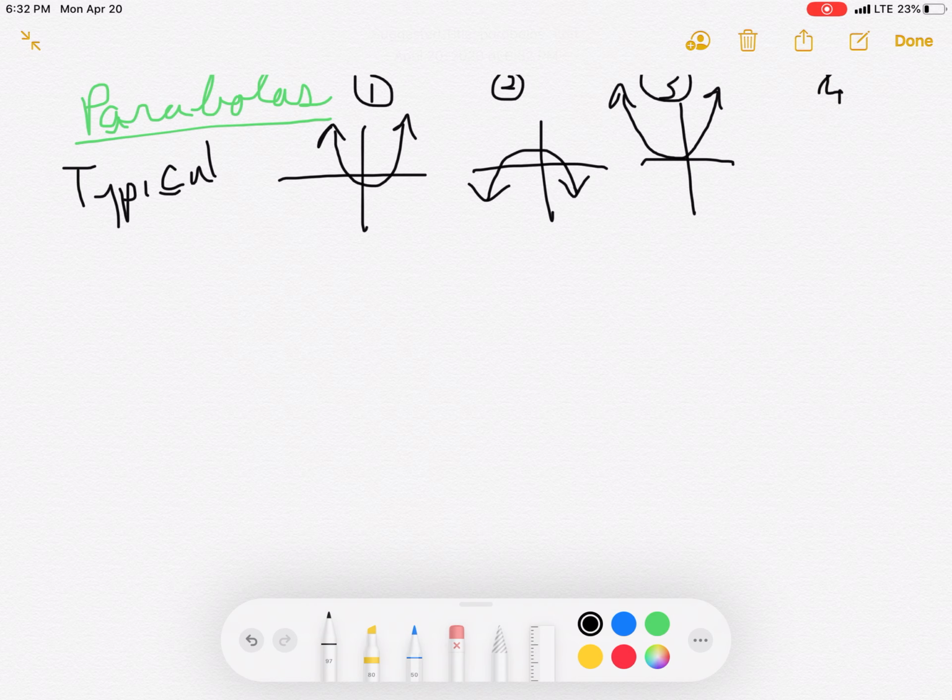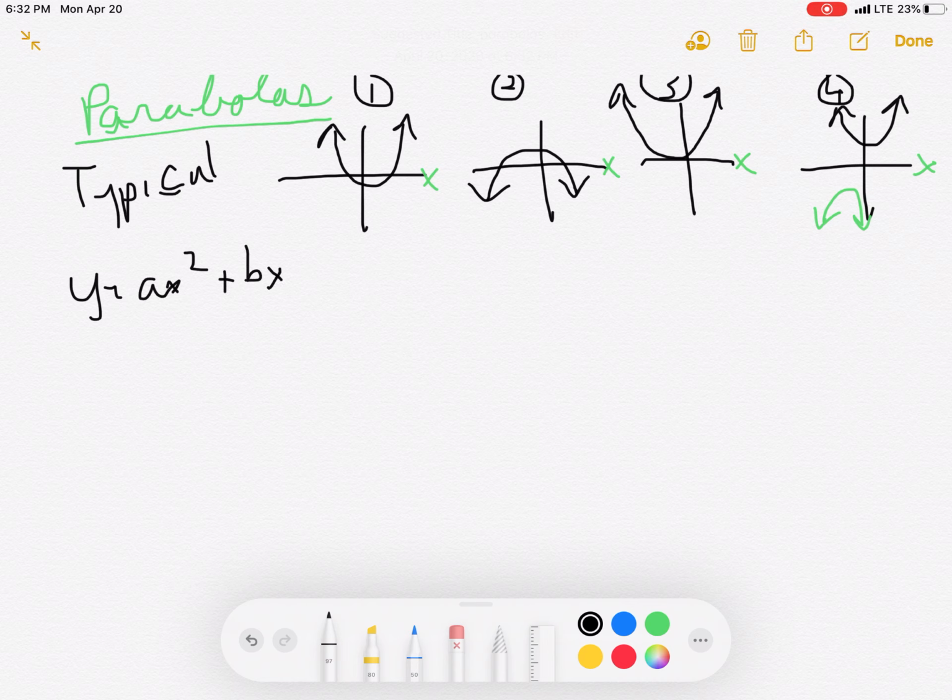And then the 4th graph, you might have guessed it, doesn't touch anything at all. That could be up there, or it could be down here. But the idea is that it's not touching the x-axis at all, right? So we're really focusing on the x-axis on this. So hopefully you guys remember that we are dealing with y equals ax squared plus bx plus c.